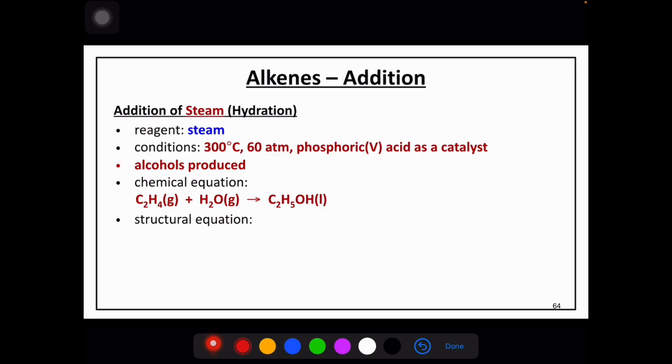The third very important equation that you must know is about addition of steam, which is called hydration. Steam is essentially just H2O in the gaseous form. What must you know over here? You need to know about the reagents, you need to know about the conditions, as well as what is being formed.